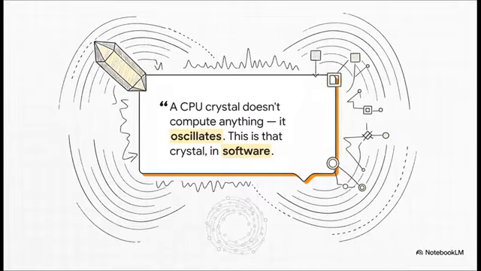Well, the atomic kernel is that, but for software. It doesn't think or process data in the traditional sense. It just oscillates, providing a perfect, reliable pulse that any app or device can observe to find the correct time, and therefore, the correct state.